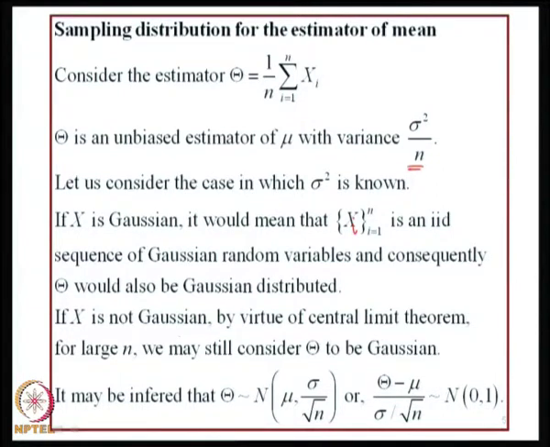However, if x is not Gaussian, by virtue of the central limit theorem and for large n, we may still consider theta to be Gaussian. This is an approximation which we generally make, and therefore we assume that theta is normal with mean mu and standard deviation sigma by square root of n. If we form a standard normal variable, we remove the mean and divide by the standard deviation, and theta minus mu divided by sigma divided by square root n is normally distributed with 0 mean and unit standard deviation. So, this is a sampling distribution for the mean.